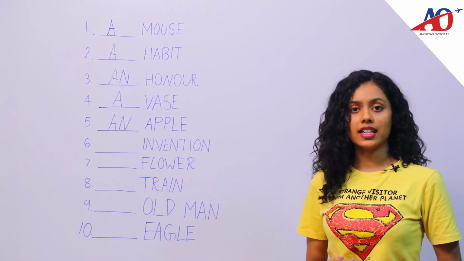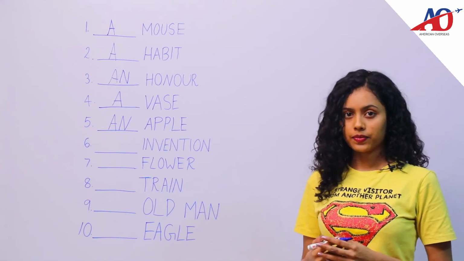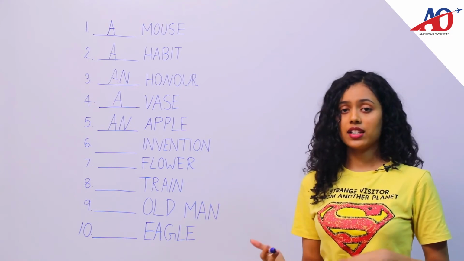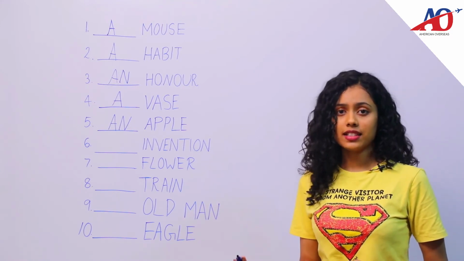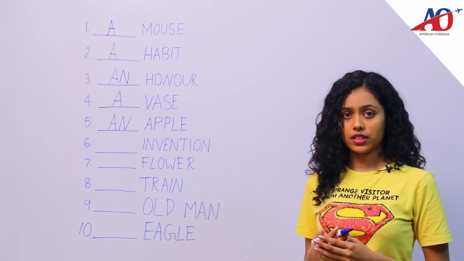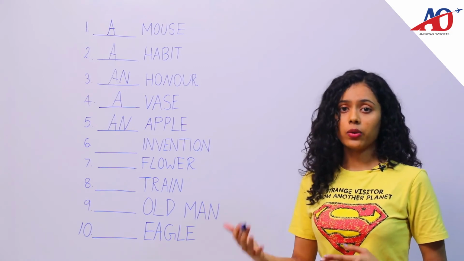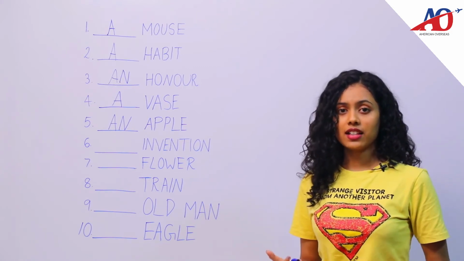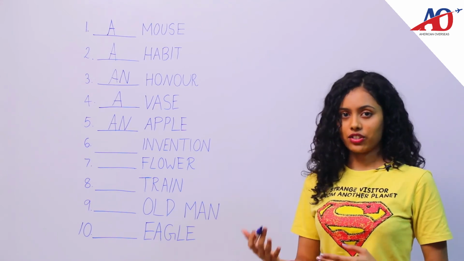The next one is invention. Invention. What do you think is the answer? Is it a or is it an? Or should I say, does it start with a consonant sound or a vowel sound? Invention. It starts with a vowel sound. So if a word starts with a vowel sound, the answer would be an. So the answer is an invention.